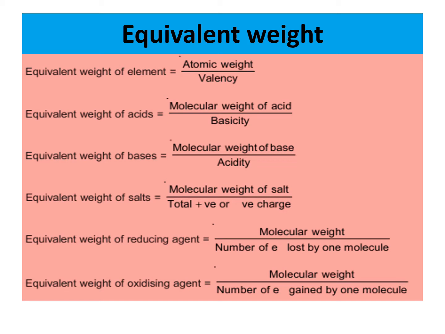If you want to find the equivalent weight of a reducing agent, it is the molecular weight of the reducing agent divided by its number of electrons lost. Reducing means electrons lost by one molecule, how many electrons lost. If it is an oxidizing agent, it is the number of electrons gained by one molecule. The thing is, you need to know these valence electrons or this acidity, basicity. Sometimes they can say this as well.